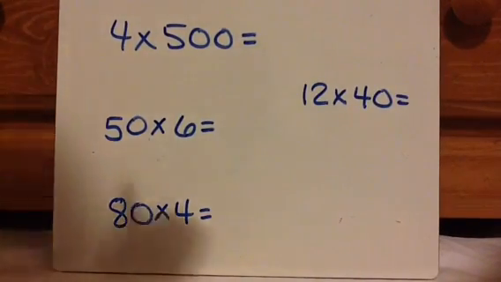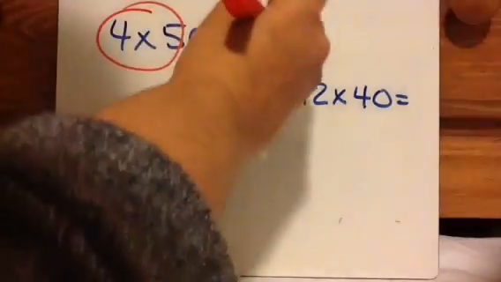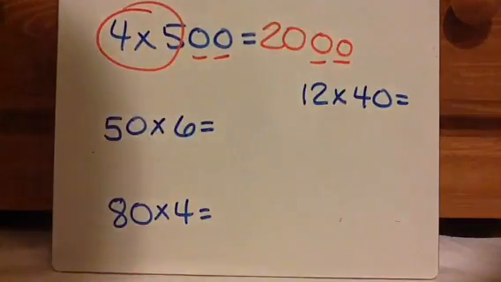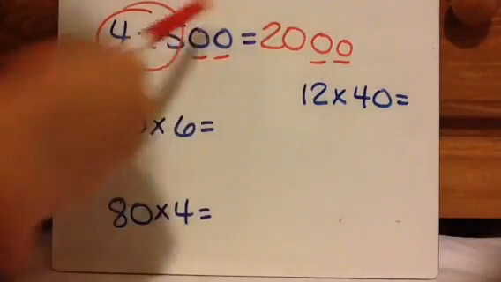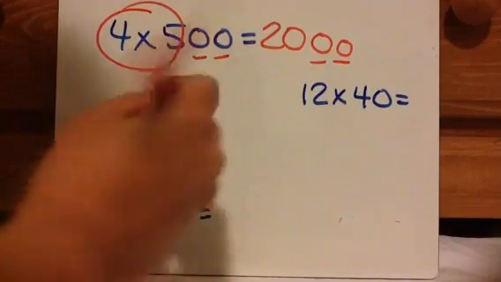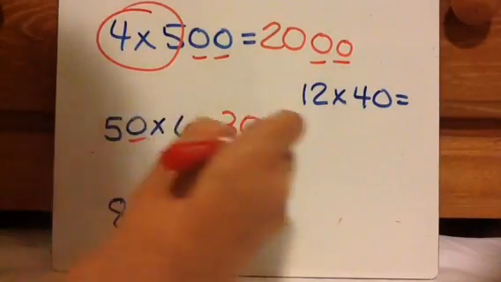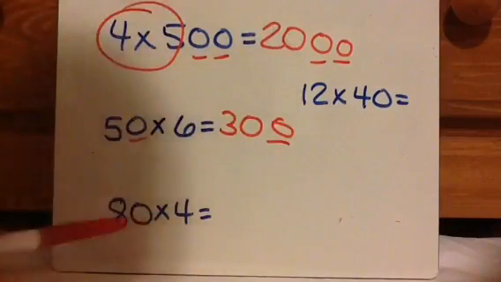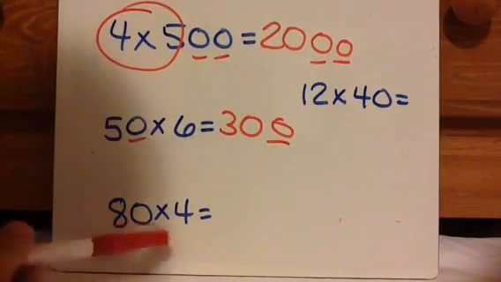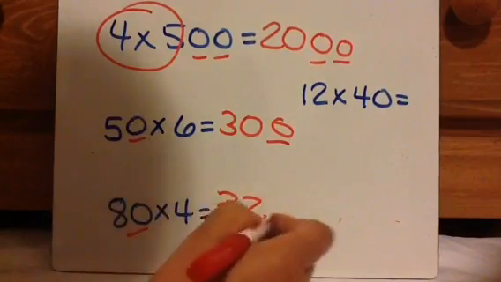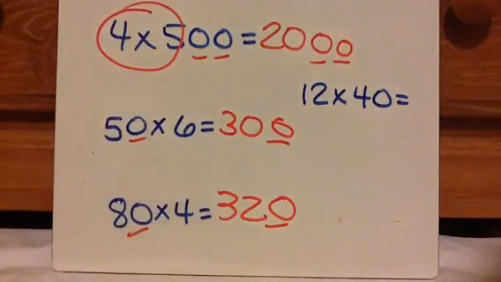Okay, so first part is 4 times 5 is 20. There are 2 zeros, so there will be 2 additional zeros in my answer. Remember, the 20 came from 4 times 5. 50 times 6, well, 5 times 6 is 30, and there is 1 zero in my question, so there will be an additional zero in my answer. 80 times 4, 8 times 4 is 32. 1 zero in my question, 1 zero in my answer.